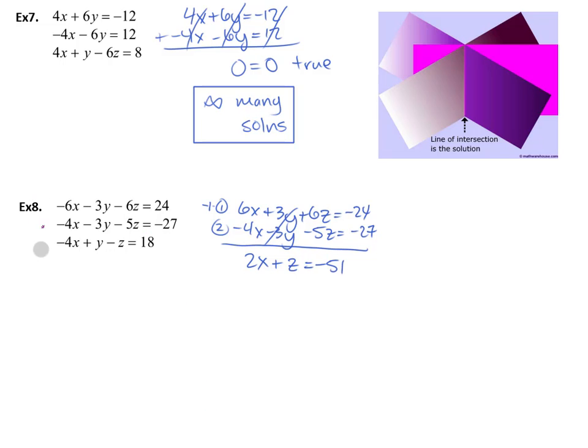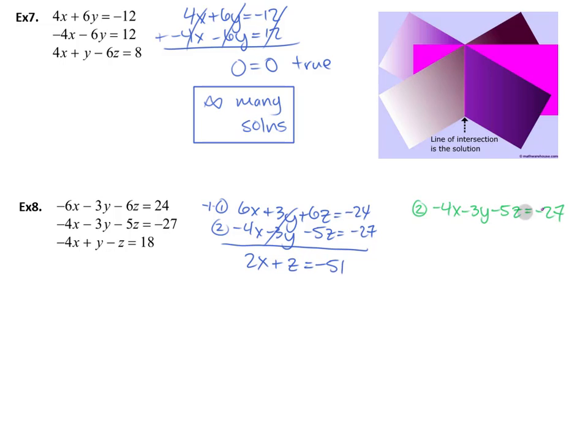I could do 1 and 3 or 2 and 3. Let's say we do 2 and 3. So 2 and 3 over here. Sorry, I know you can't see that writing. It's going underneath it. So we're going to do equation 2, just as is. Negative 4x minus 3y minus 5z equals negative 27.